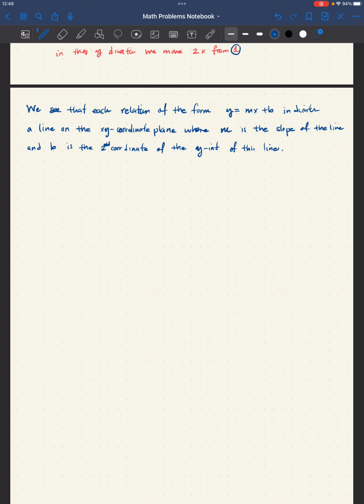No wonder why. This is something that we study frequently. Well, the question remains, is every line of this form? No, of course not. Not every line has this form.